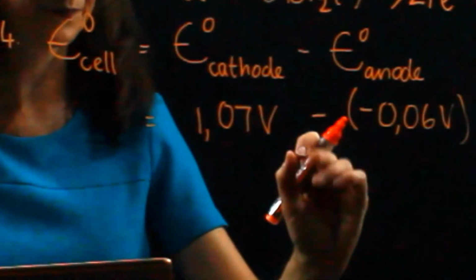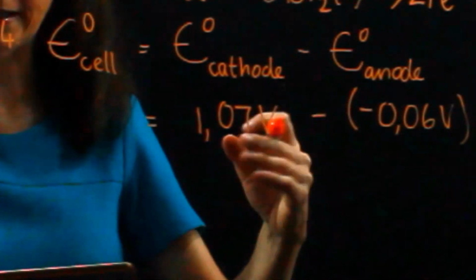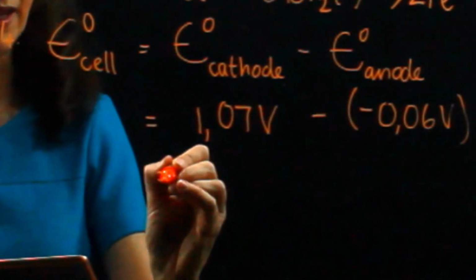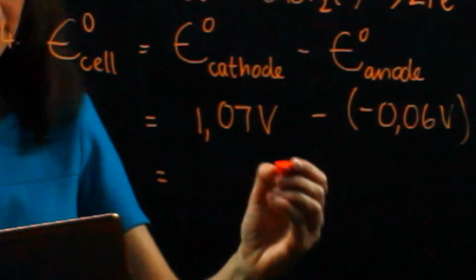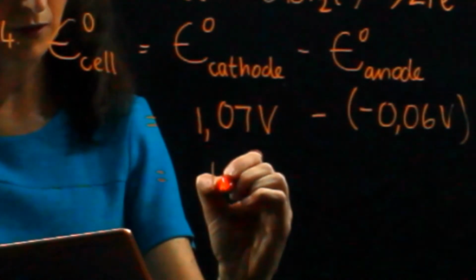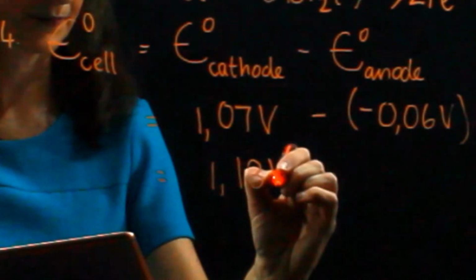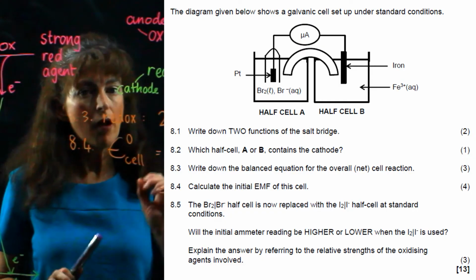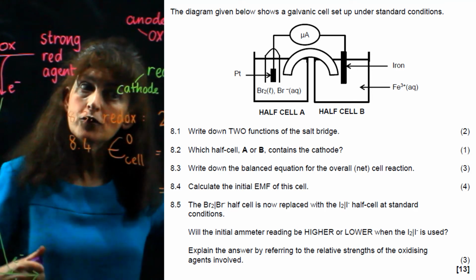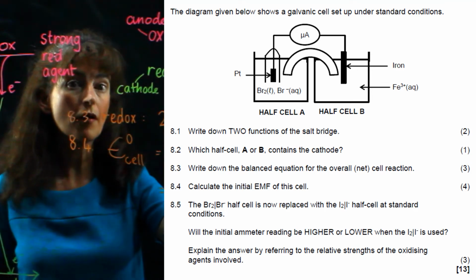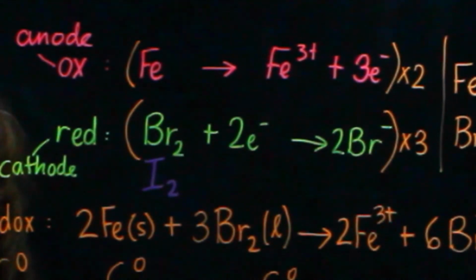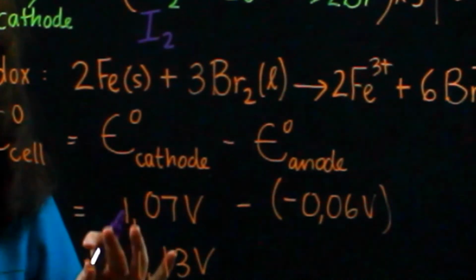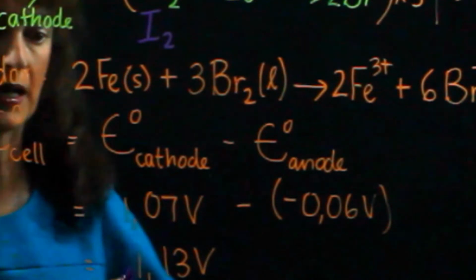Be careful there. We know that minus times minus is plus. So we have 1,07 plus 0,06 volts, and that gives us 1,13 volts. Last question. We're asked that if instead of using bromine at the cathode, we rather have iodine, what would happen to this potential difference across the two electrodes?